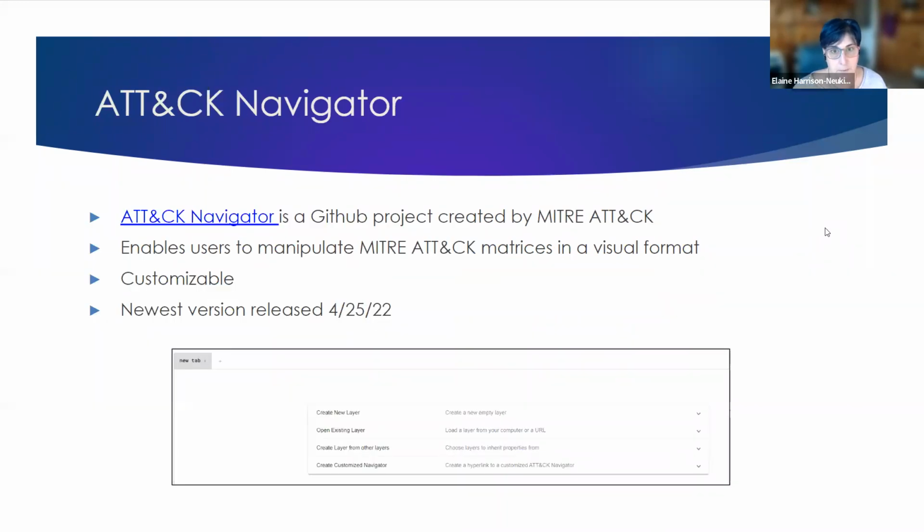Attack Navigator is a GitHub project created by MITRE Attack. It enables users to manipulate MITRE Attack matrices in a visual format. This is customizable, and they do release new versions fairly often. There is a web page that you can utilize. You can also download components from the GitHub project to set this up on your own server if you want. Using the web page, you do have to remember that your settings won't be saved, but there is a way to export your reporting and then import it later on if you want to update it.